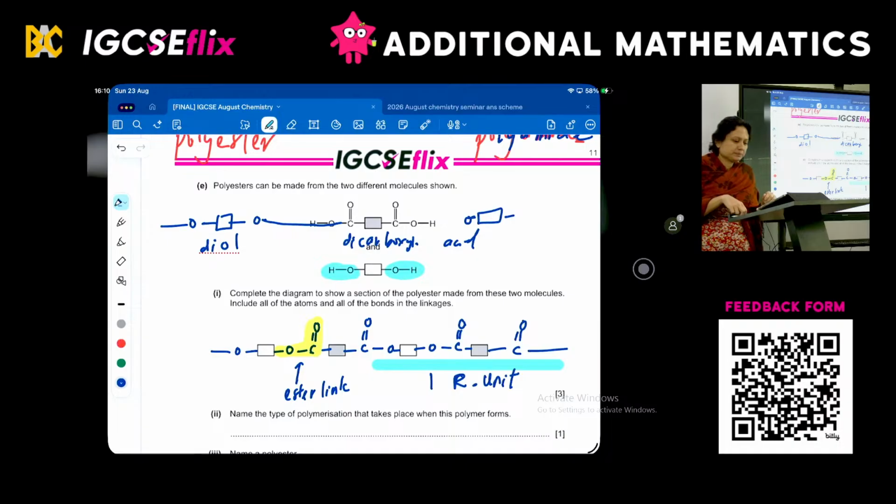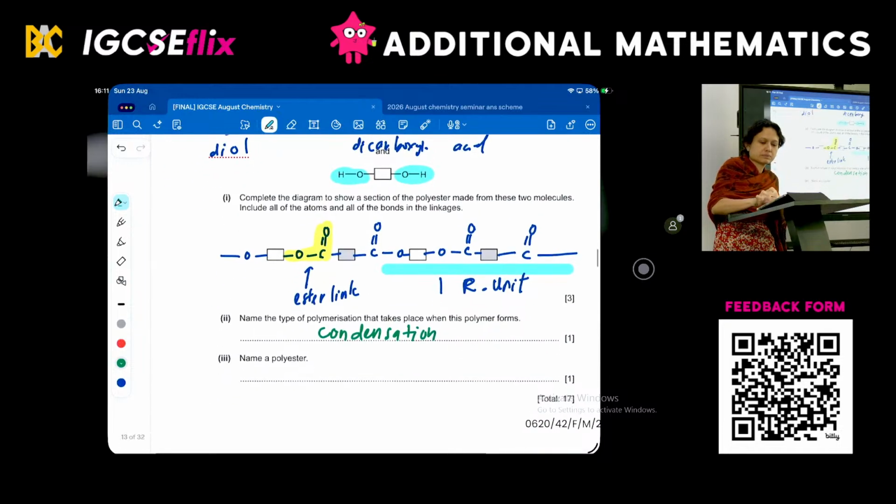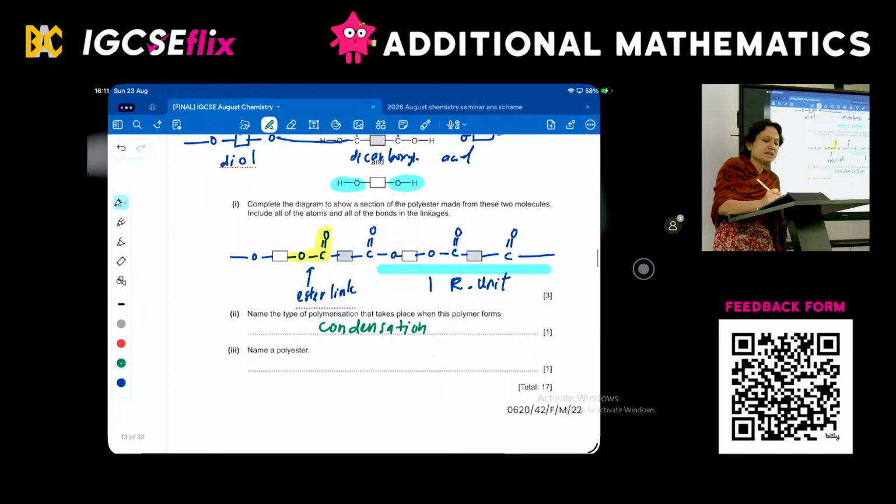All right. The type of polymerization, condensation. Name a polyester. Okay, this one only need to memorize one, PET. Don't make your life difficult, just remember one. Okay? Do you understand?